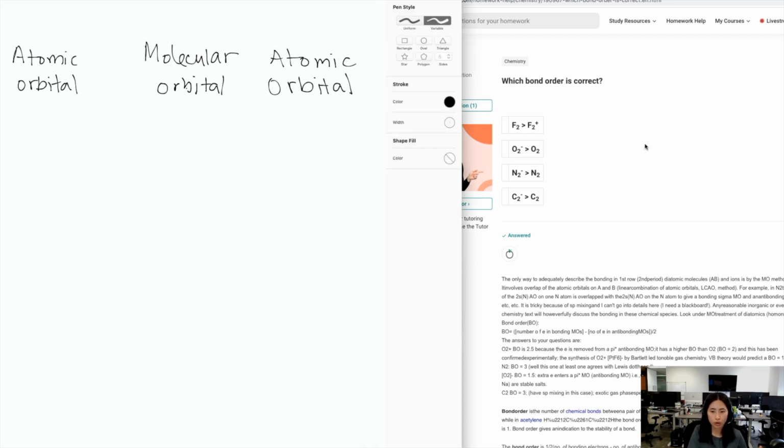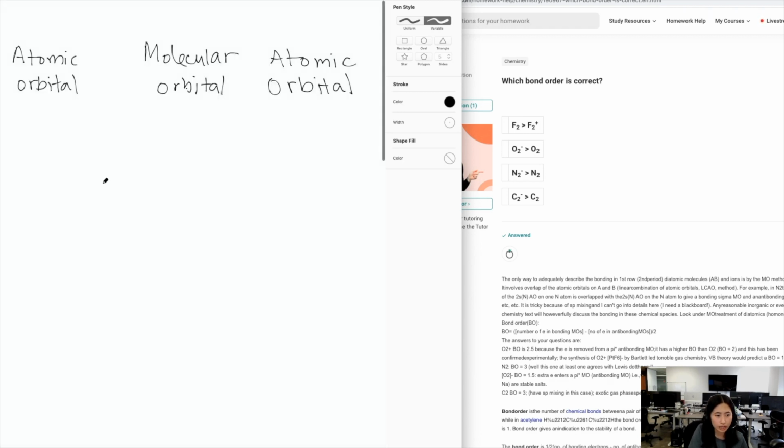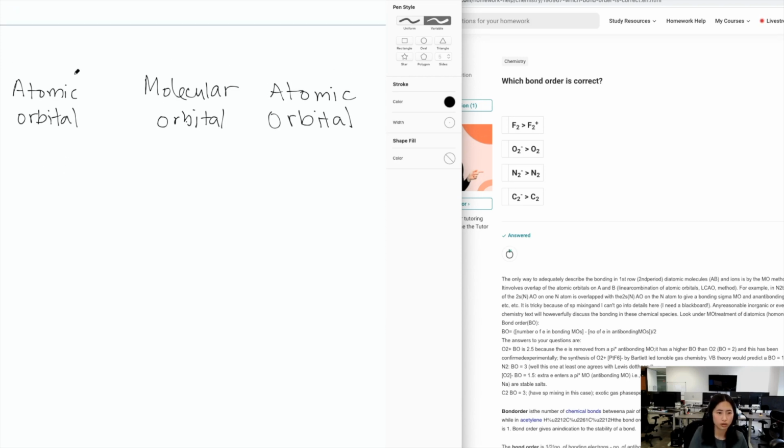We know that fluorine is found in group 7, which is right here, if you can see my periodic table. And that's at n equals 2, right? Because it's period 2. Does that make sense? If you look horizontally, you're seeing fluorine right here. So we know that fluorine is n equals 2. We need to write that. This atomic orbital and molecular orbital is for fluorine, and this is n equals 2. Therefore, we're only looking at the energy level of 2, right?